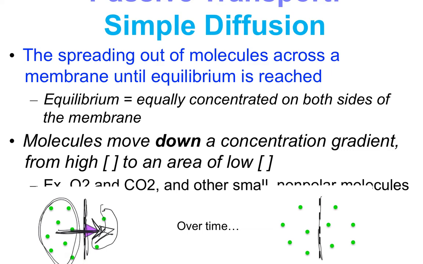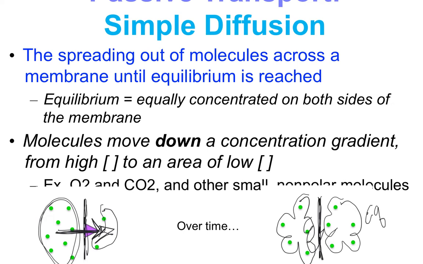Now over here, you can see this is my membrane, and I have relatively the same concentration of particles on this side as I do on this side. So this, we can say, has reached equilibrium. The parts have kind of leveled out.